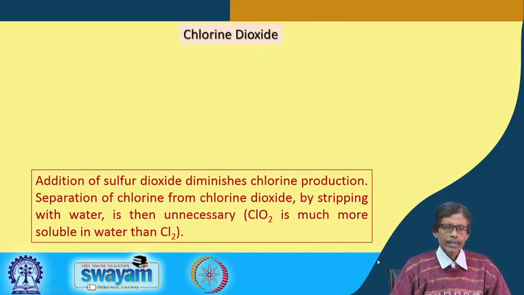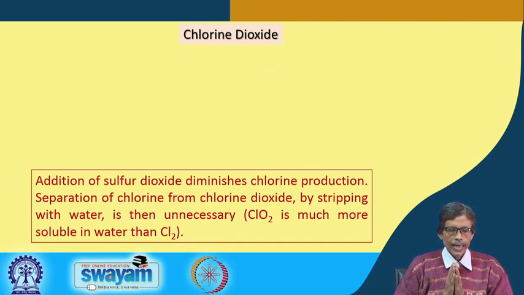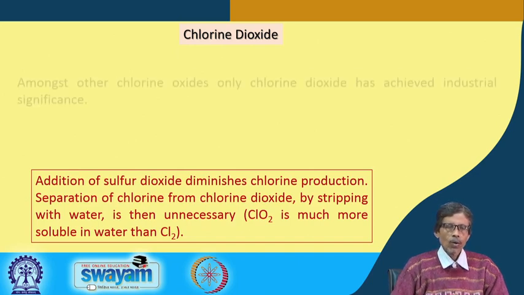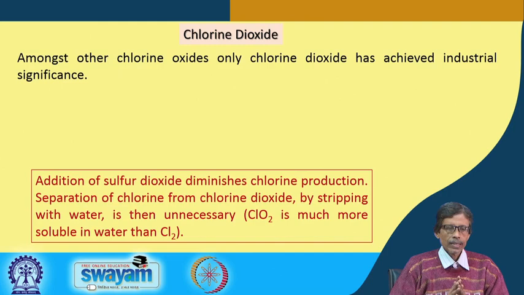So, how do we get it? The making of chlorine dioxide. How do we make this particular chlorine dioxide? Now we will see where we get it from. Different types of chlorine oxides are available, but here we will just talk about chlorine dioxide, that means ClO2.